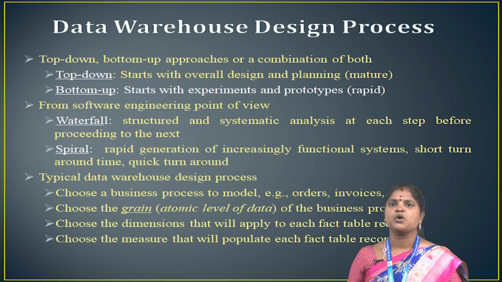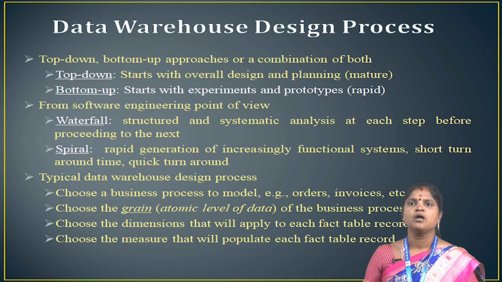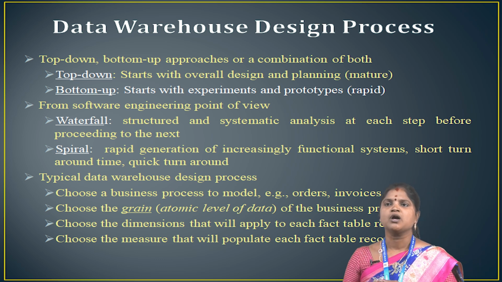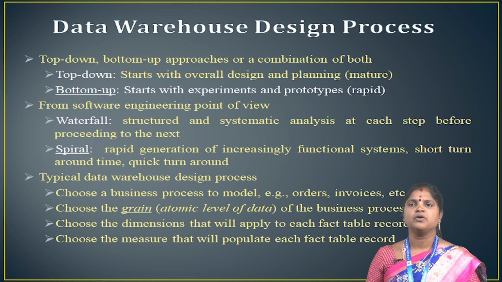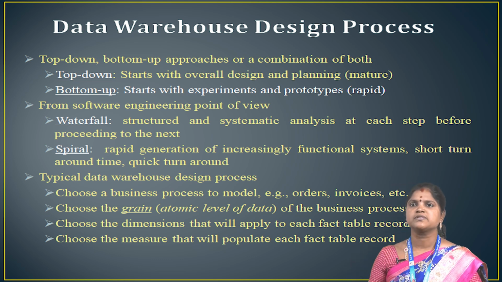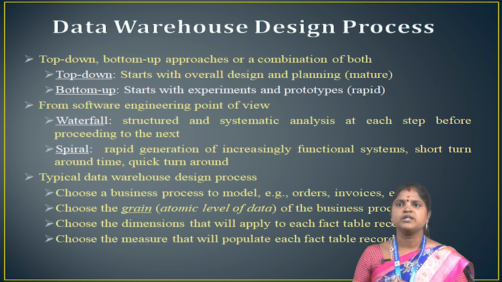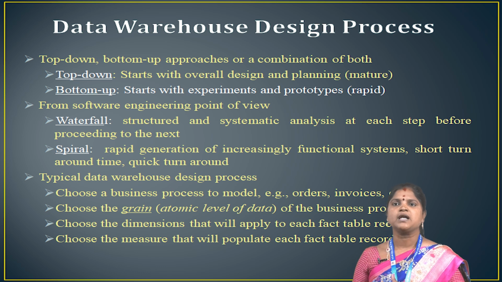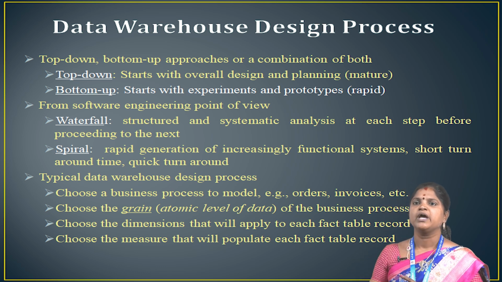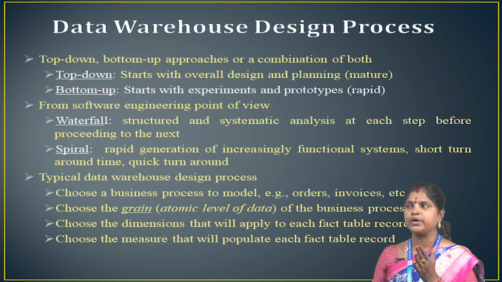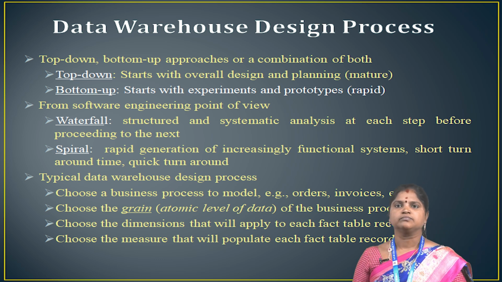Data warehouse design process: top-down, bottom-up, or a combination of both. Top-down starts with overall design and planning. Bottom-up starts with experiments and prototypes. From the software engineering point of view: waterfall and spiral. Spiral means rapid generation of increasingly functional systems, with short turnaround time, quick turnaround.